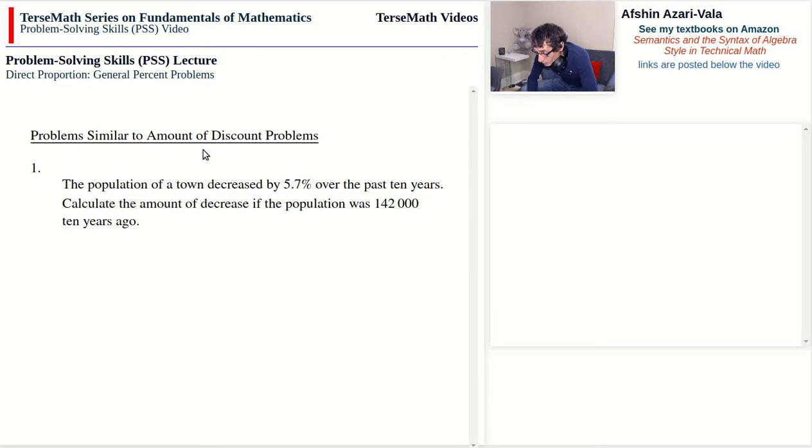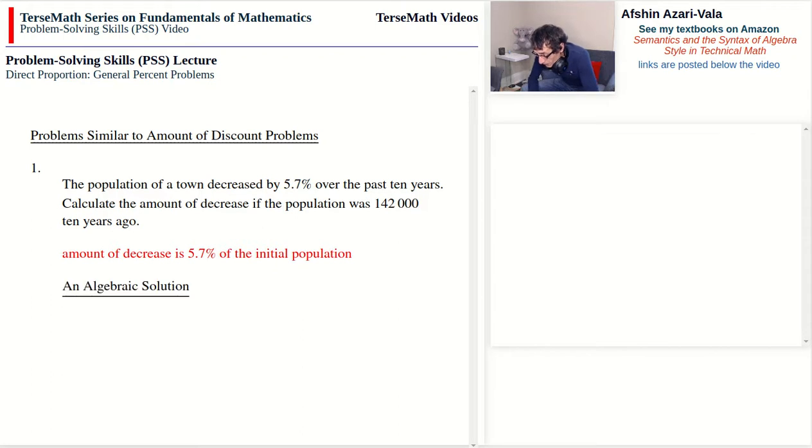And in an amount of discount problem, we would like to find the amount of discount, of course, and here we want to find the amount of decrease in the population. And so the key sentence that tells us how to write the equation that goes with this problem is to be able to argue that based on what we see in this problem, the amount of decrease is 5.7% of the initial population. And here you have it. So amount of decrease is 5.7% of the initial population.